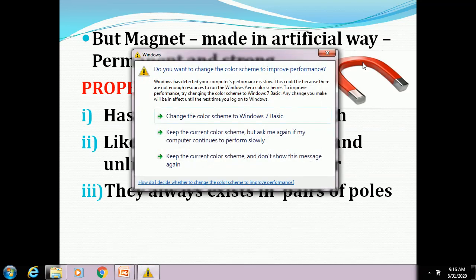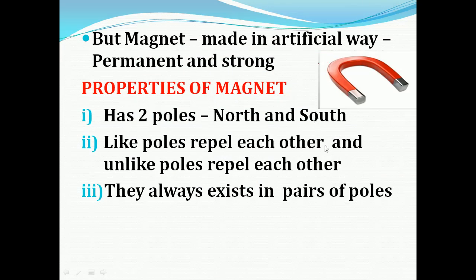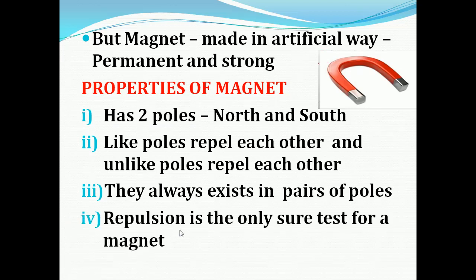Always exists in pairs of poles. And repulsion is the only sure test for a magnet. How can we say that a substance is a magnet? It is due to the property of its repulsion. Okay, so these are the properties of a magnet.